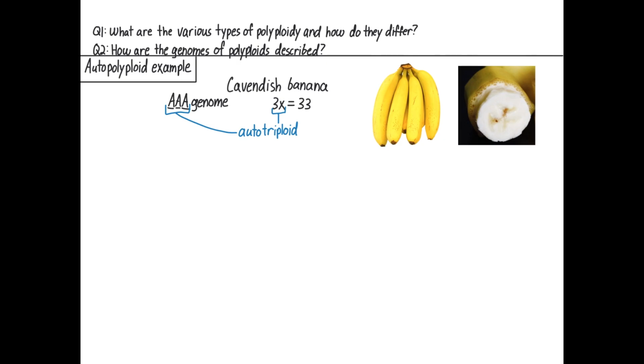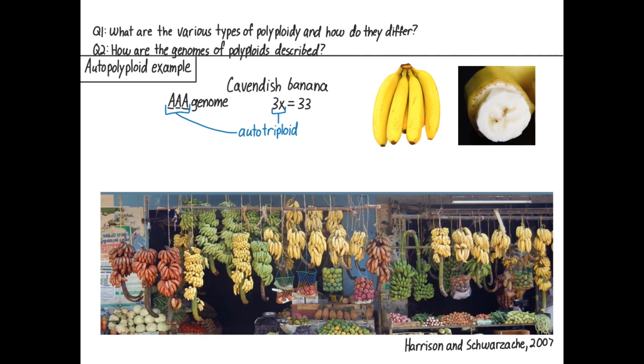As is the case for many crop species, there are lots and lots of varieties of bananas. Some diploid, and some autotriploid as the Cavendish is. Some varieties are even allotriploid, with different varieties or species having different combinations of subgenomes, like AAB or ABB.